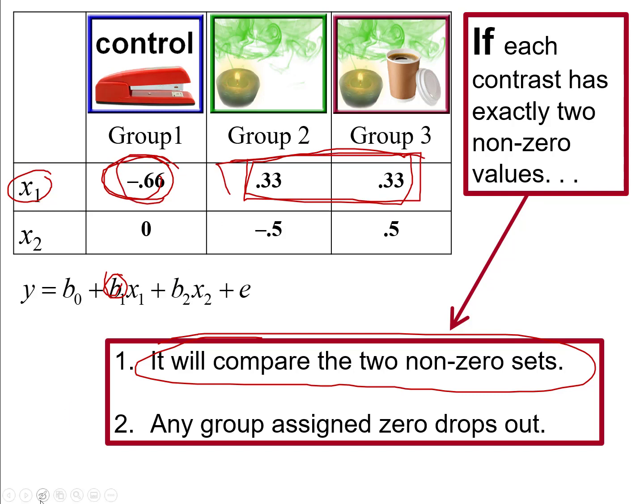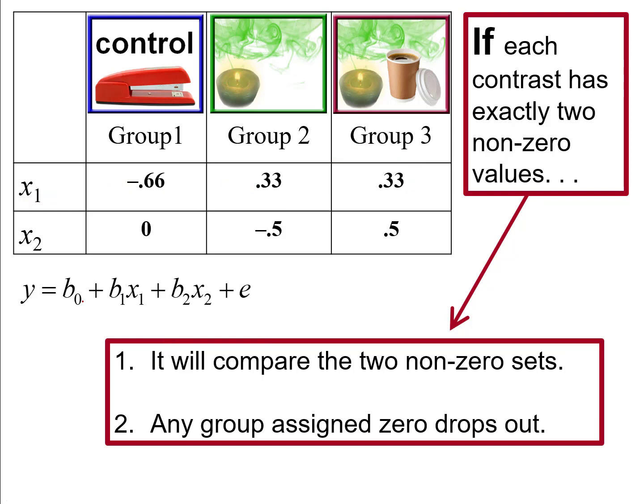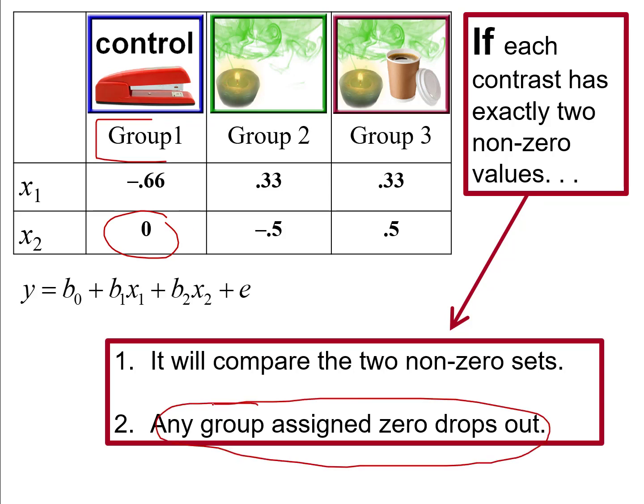And then our second contrast has a value of 0 assigned to group 1. And any group that's assigned a value of 0 is going to drop out of the comparison. That's not going to be part of the comparison. So the second contrast is going to compare the two non-zero numbers, which is group 2 has a negative 0.5 and group 3 has a positive 0.5.